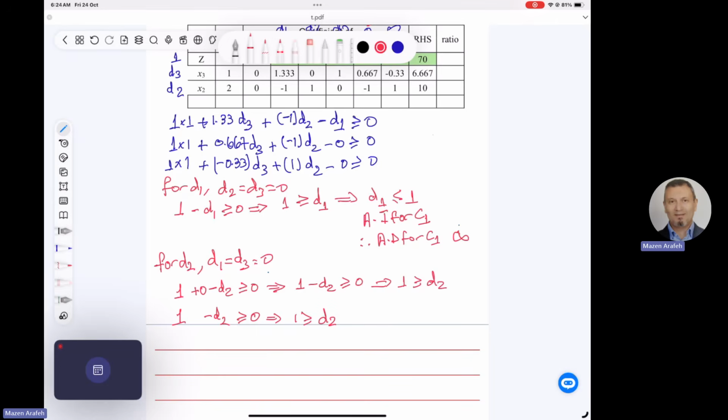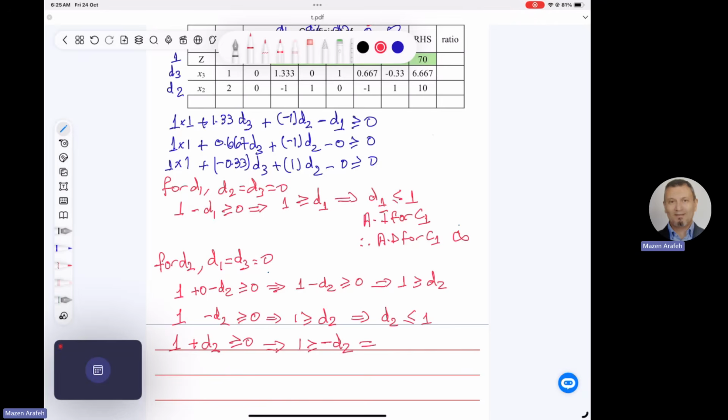Okay, so it's giving me the same value, which is basically D2 should be less than or equal to 1 from these two. Now let's see what the last equation would give me. I have 1 times 1 again, plus negative 0.33 times D3, which is 0, plus 1 D2 minus 0. So now I have D2 is greater than or equal to 0. So from this one here, we have 1 is greater than or equal to minus D2.